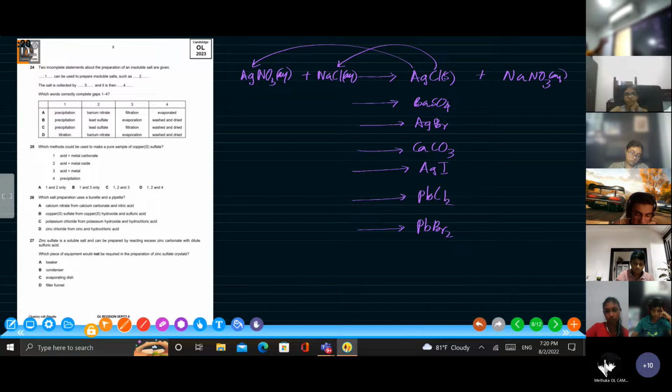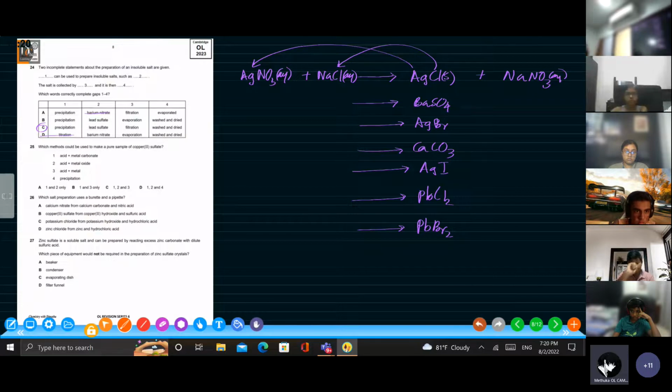Precipitation can be used to prepare an insoluble salt. It will definitely not be titration; we are precipitating an insoluble salt, right? Such as barium nitrate is out. Why? All nitrates are soluble. Therefore, the answer should be an insoluble salt such as lead sulfate. The salt is collected by filtration, no doubt. Definitely filtration, and wash and dry, right? So the answer is C.